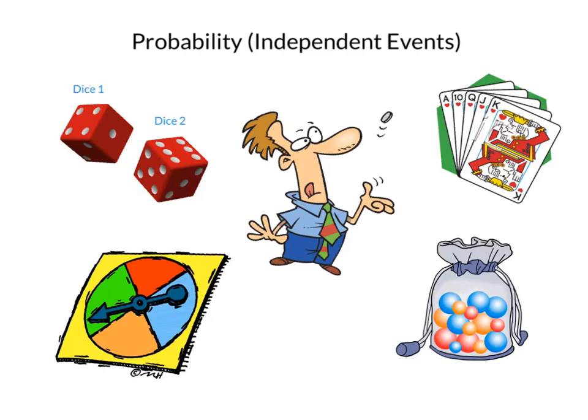In this next section in probability, we're going to look at independent events. Independent events are events that do not affect each other. For example, if I roll dice 1, the outcome will not affect the outcome when I roll dice 2. And if I rolled a dice, the outcome of rolling the dice would not affect the outcome when I spin the spinner. This is because the two events are not linked, or you could say they are independent events.